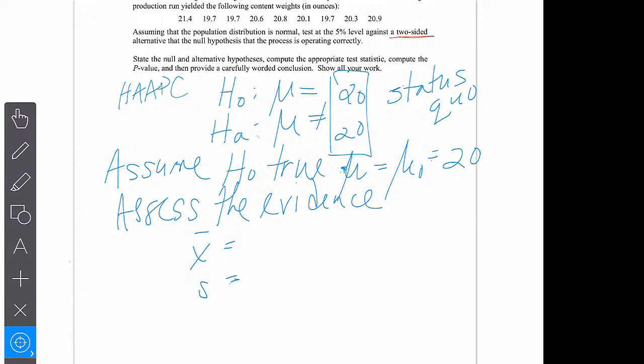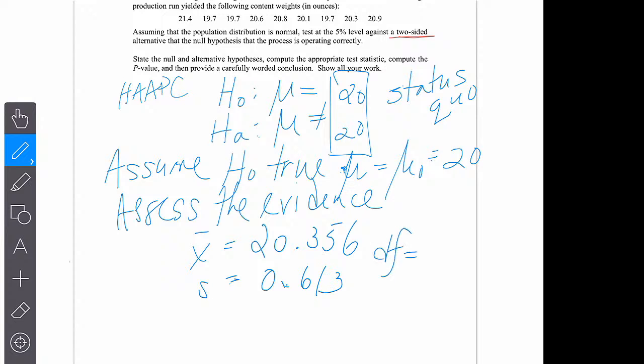Okay, so there is 1 decimal place in the values I give you, so I'll keep up to 3 decimal places, right? That's what I explain in the notes. So I'm going to use 20.356 as the mean, and the standard deviation is 0.613. The other thing that you need to evaluate is the degrees of freedom. Degrees of freedom is the sample size minus 1. In this case, the sample size is 9, so degrees of freedom is 8.